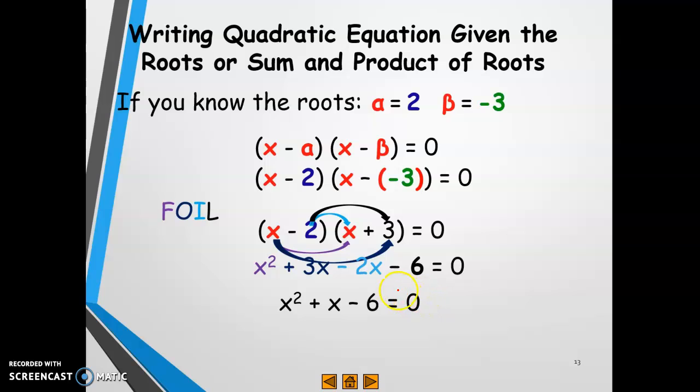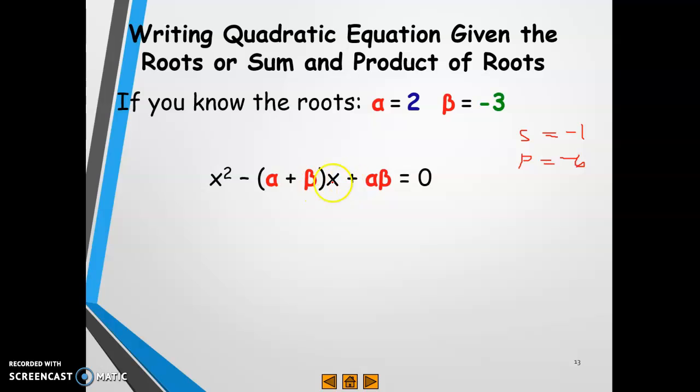Now, what if you are given the sum and product? For example, the sum of these roots is -1 and the product is -6. Then you can just use this formula. If you use this method, it will actually shorten your solution. So this is your second option.